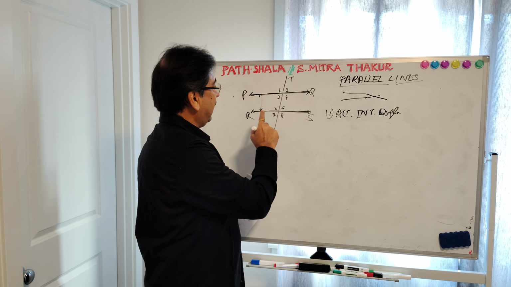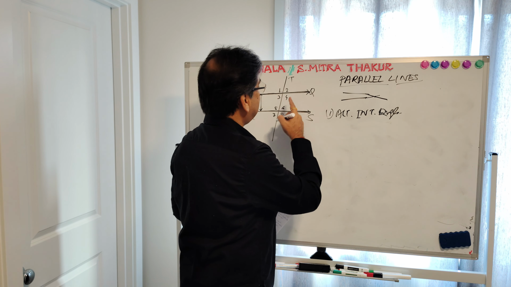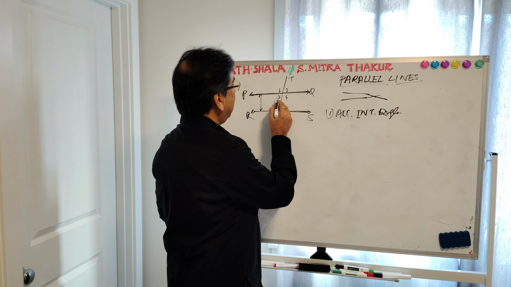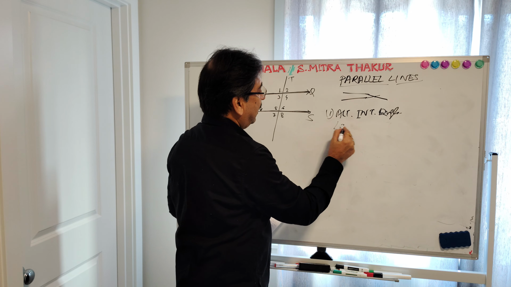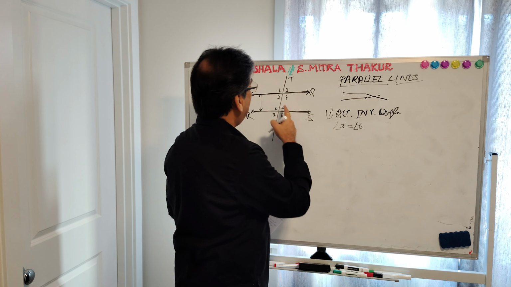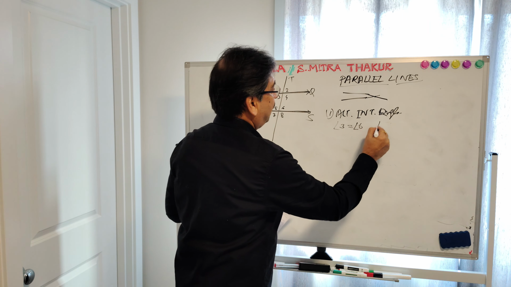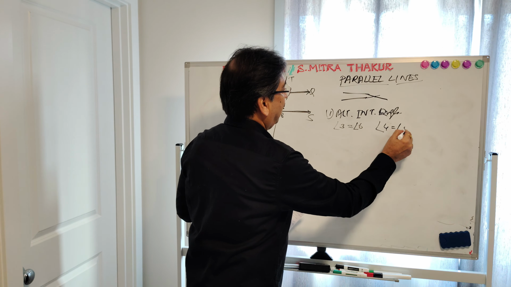Alternate interior angles are always equal in parallel lines. Alternate interior angle means angle 3 is always equal to angle 6, and angle 4 is equal to angle 5.